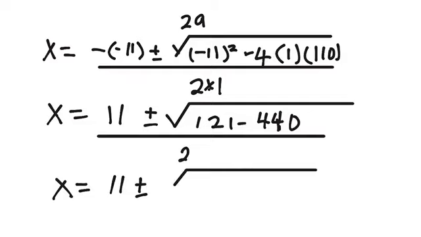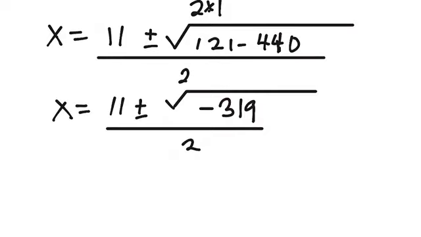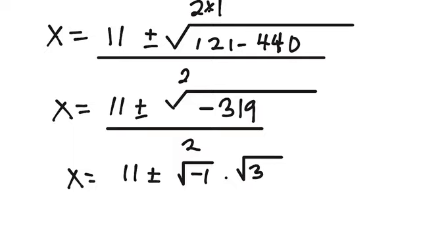the square root of 121 minus 440, so we are going to be having minus 319, then divided by what? Divided by 2. So now we are going to have x equals 11 plus or minus, so we can rewrite it as minus 1 multiplied by the square root of 319 and all divided by 2.